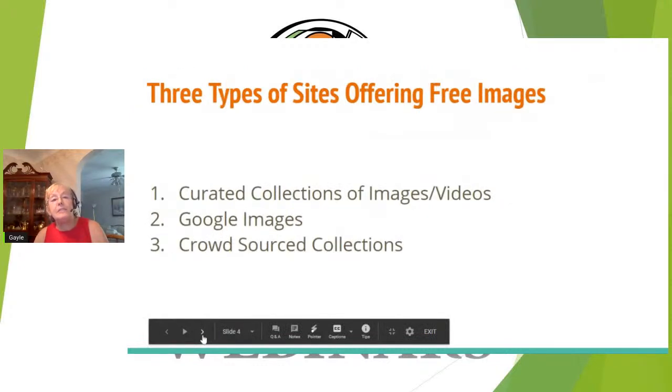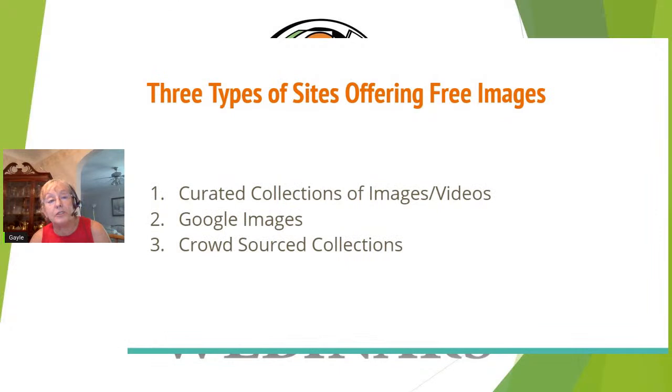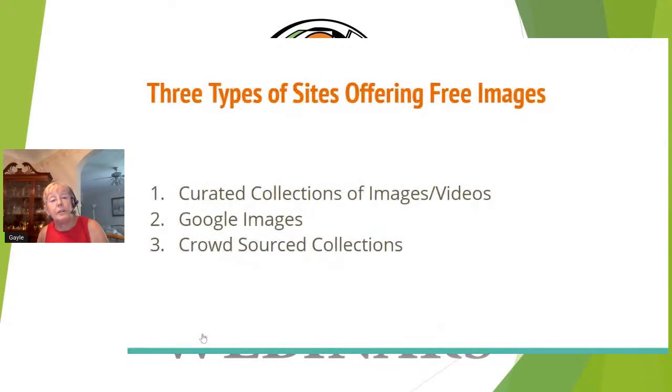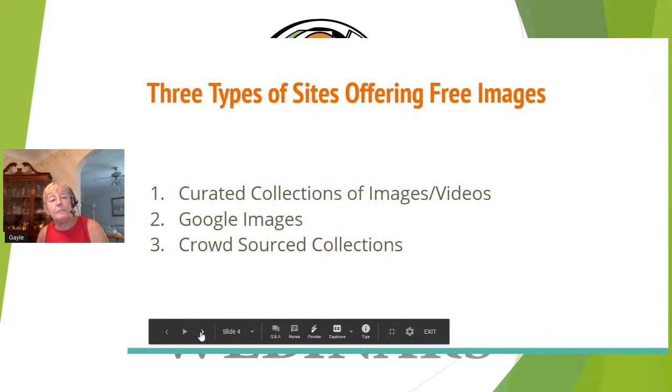There are basically three types of sites offering free images. There are curated collections of images, so sites that do nothing but provide free images, and they have licensing for the whole group of images. The second category is Google Images, which is a huge site, but one can filter to find free images on Google Images, and we'll talk about how to do that. And the third are crowdsourced collections. Wikimedia Commons and Flickr are two that come to mind, where there are images that you can use for free.